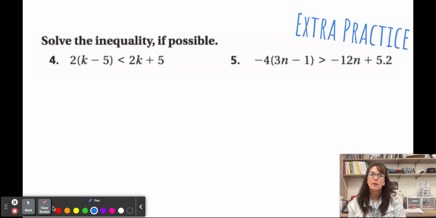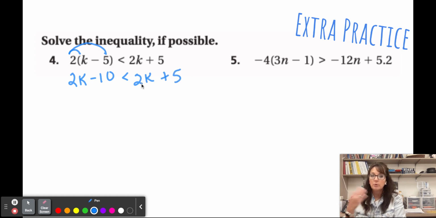All right, now we're going to see about those solutions, maybe all real numbers or infinitely many. So when you have variables on both sides, it could be a possibility. First thing is the parentheses. Let's do the distributive property. So 2k minus 10 less than 2k plus 5.